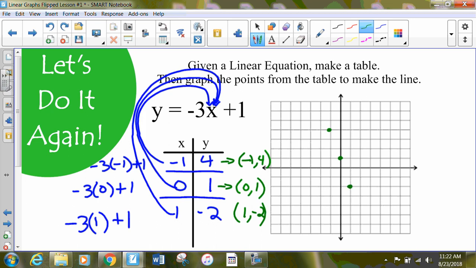Beautiful. All 3 form a line. We're going to connect that. You guys have a ruler. I'm just going to try my best to hit all the points. All right, that wasn't my best, but hopefully with your ruler you did a better job.